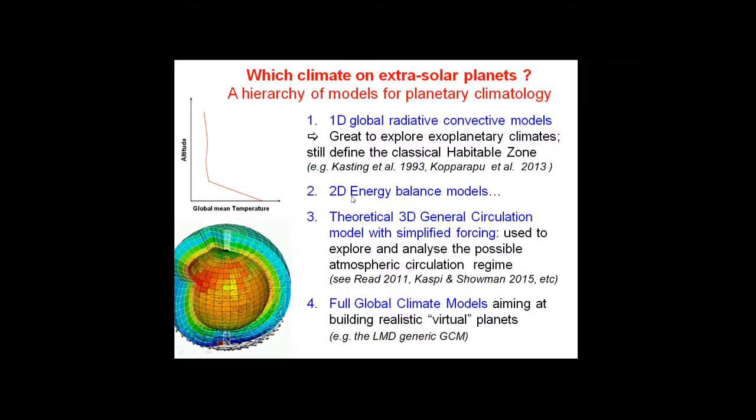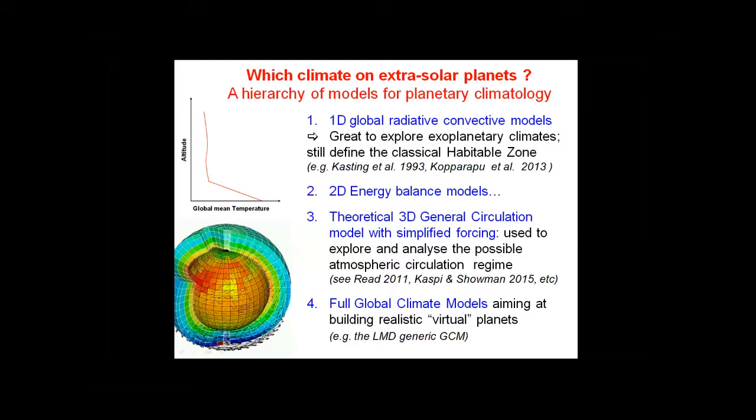There are some papers using 2D energy balance models. They still have their limitations. You also have a lot of papers using theoretical 3D models, what we call general circulation models, but which are not really used to define the climate. There are many papers in which such models are really fluid dynamics models. They are used to explore and analyze the possible atmospheric circulation regimes, but they are not really used to understand what the temperature is, if there is liquid water.